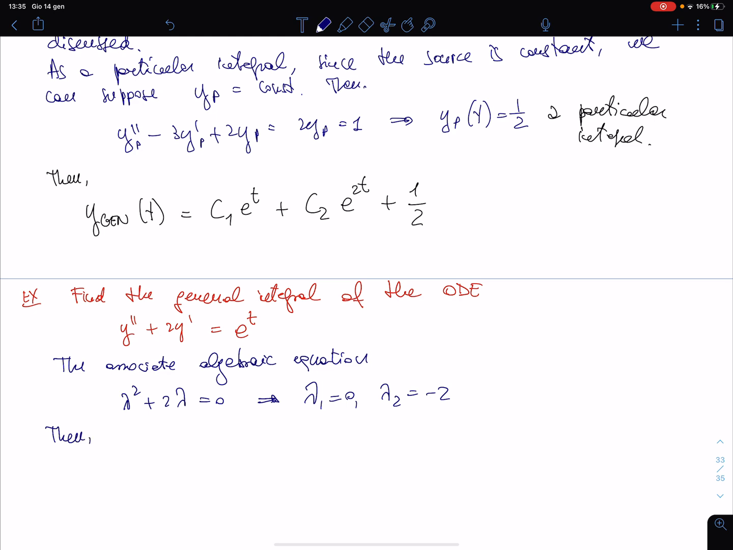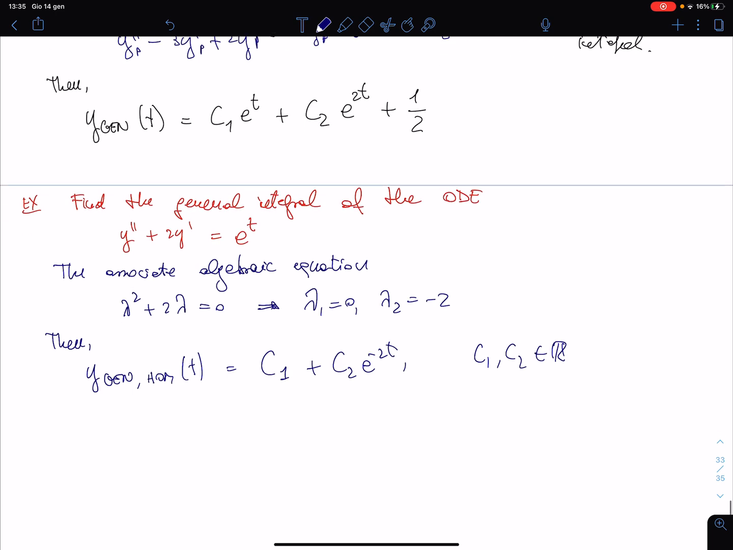Then the general integral of the homogeneous equation associated to this is C1 e^(0t), so C1 times 1, plus C2 e^(-2t). Of course, C1 and C2 are arbitrary real numbers. This is the general integral of the homogeneous equation, so of the same left-hand side, but with 0 at the right-hand side. Now we have to guess a particular solution for that.